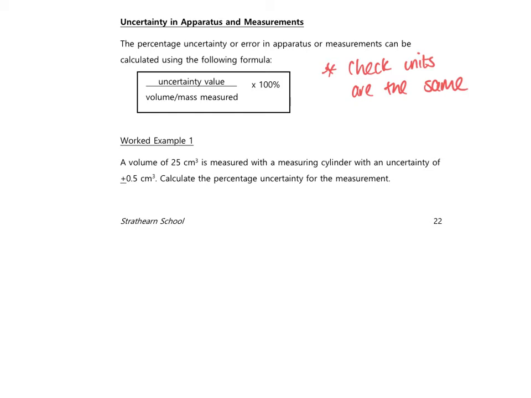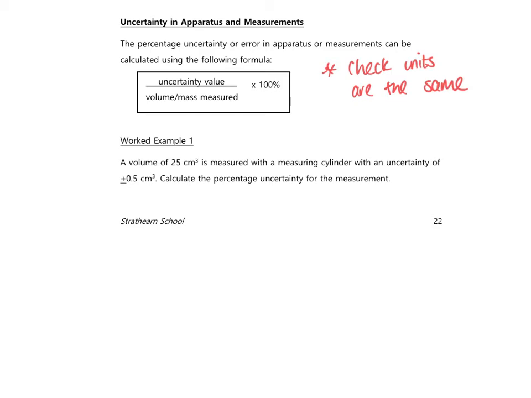So for example, if we were talking about volume, the uncertainty value would need to be in centimetres cubed and the volume would need to be in centimetres cubed. You couldn't have one in centimetres cubed and one in decimetres cubed. Otherwise you would need to convert them, a bit like the calculations that we have been doing. Or if it was mass we were talking about, they would both need to be either in grams or both in kilograms in order for those units to cancel out, essentially. So just be careful of that.